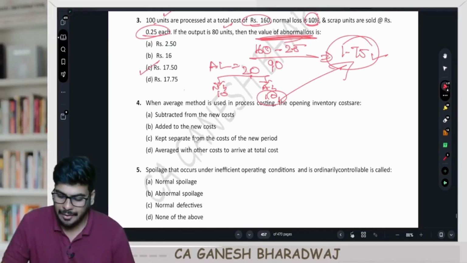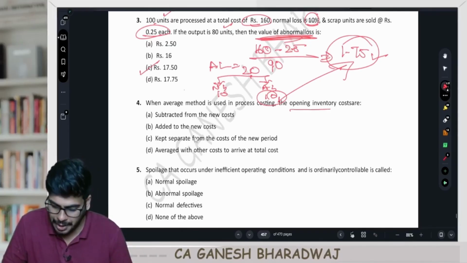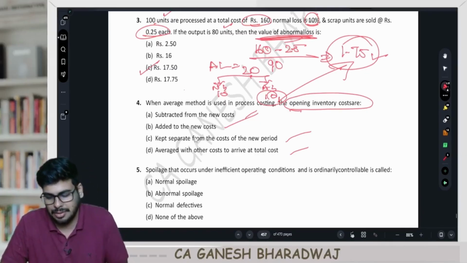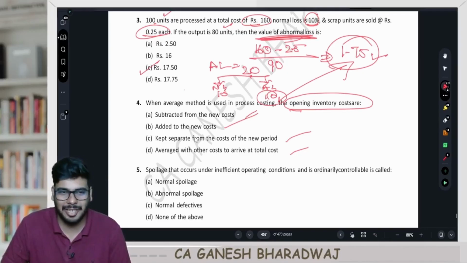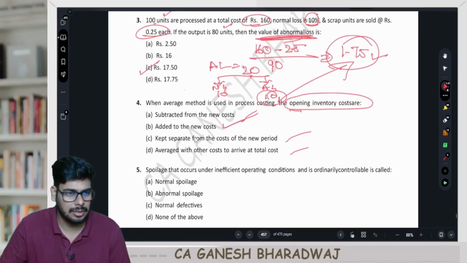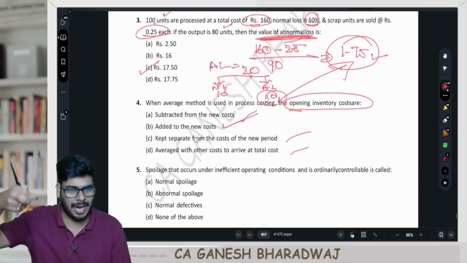Fourth. When average method is used in process costing, the opening inventory costs are: subtracted from new cost, added, kept separate, or averaged with other costs. What do you do? Think and answer, guys. We have done it practically. We have to add it with new cost. Opening cost plus current year cost. So we will consider both the prior period cost and current period cost.